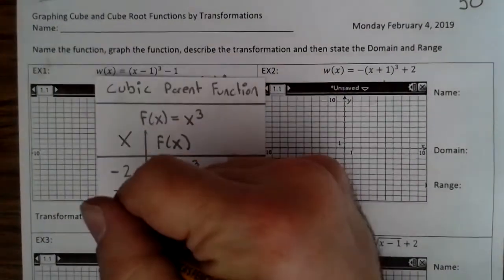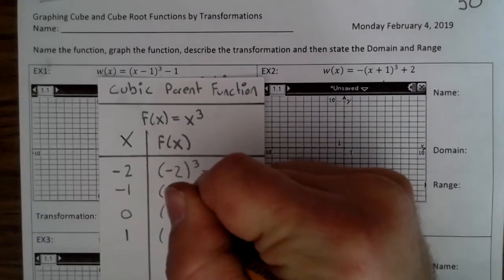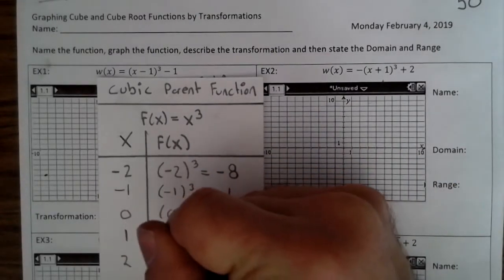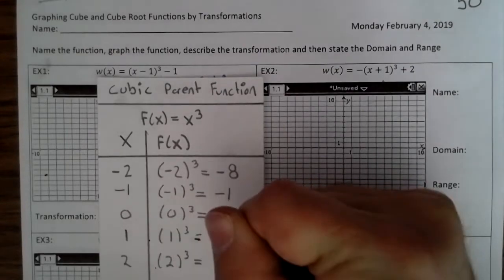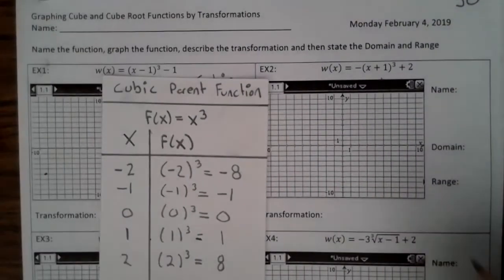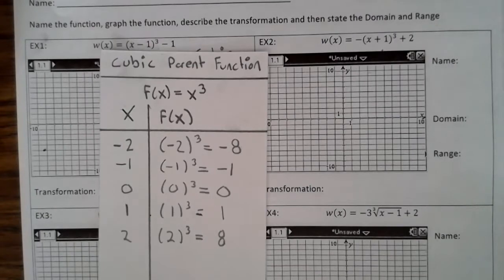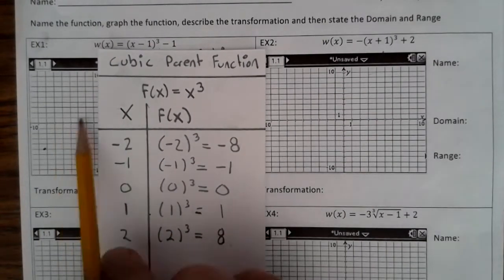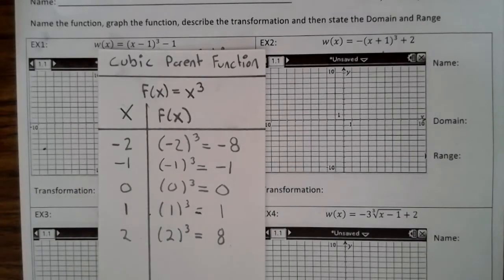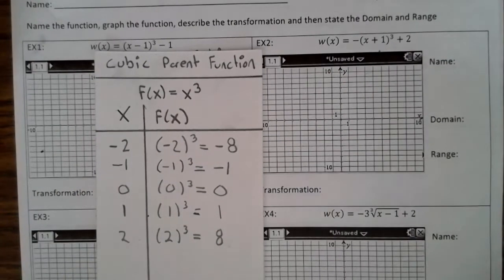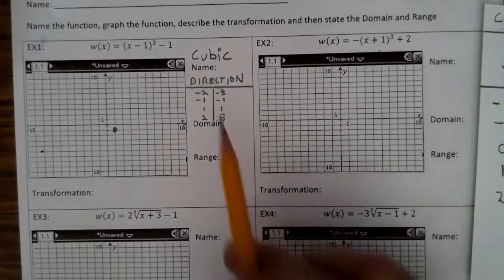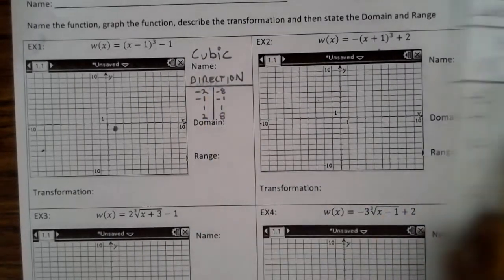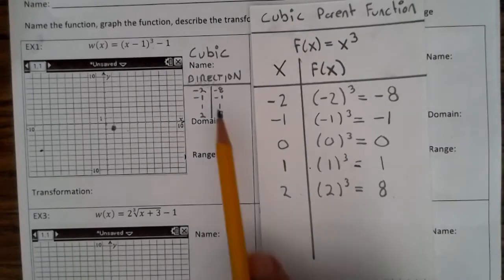When x is 1, that's 1 cubed equals 1. And when x is 2, that's 2 cubed equals 8. All right, now we're going to use this because these are the directions for the cubic function. So here we know the name is cubic. We're now going to graph with direction and using these directions right here, okay?